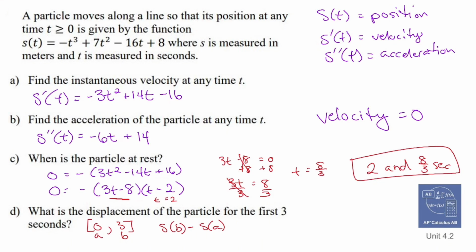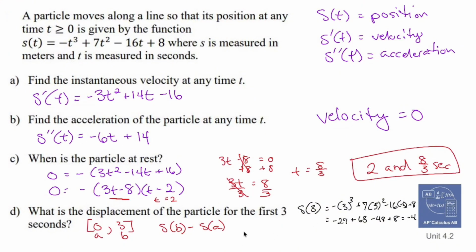Let's find out what S of B, which is S of 3, is. S of 3 is going to be negative 3 cubed plus 7 times 3 squared minus 16 times 3 plus 8. So that's going to be negative 27, plus 9 times 7, which is plus 63, minus 48, plus 8, which is going to equal negative 4. So this particle is like 4 feet underground, whatever that means.